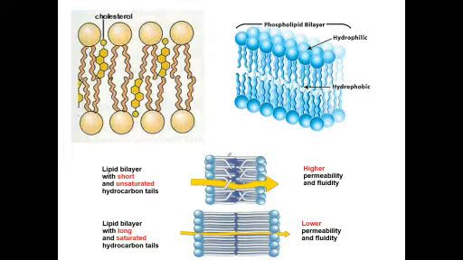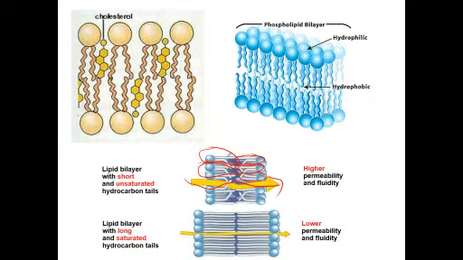So if a cell membrane is composed mainly of unsaturated fatty acids, it's going to have a high permeability, a high fluidity. Permeability implies this idea that things can move between the fatty acids, because there are gaps. It's more permeable, more porous. It's fluidic because the phospholipids are not as compact with one another. They're spaced.